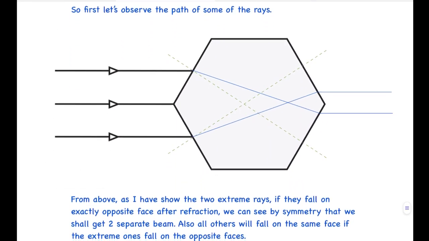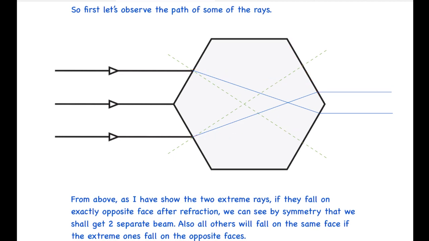So first of all, let's try to observe the path of some of the rays. Here I have considered the path of the two extreme rays incident on each of the faces. These dotted green lines are the normals to this face and this face respectively, and from here, as this is the angle of incidence, this is the angle of refraction, and as the glass is denser than the air, the ray will turn towards the normal. We can see that from here this ray could have fallen on this face too, and this ray could have fallen on this face too.